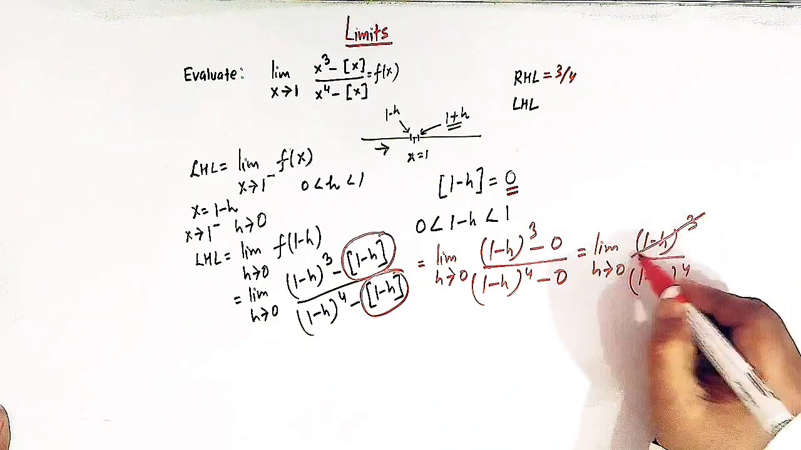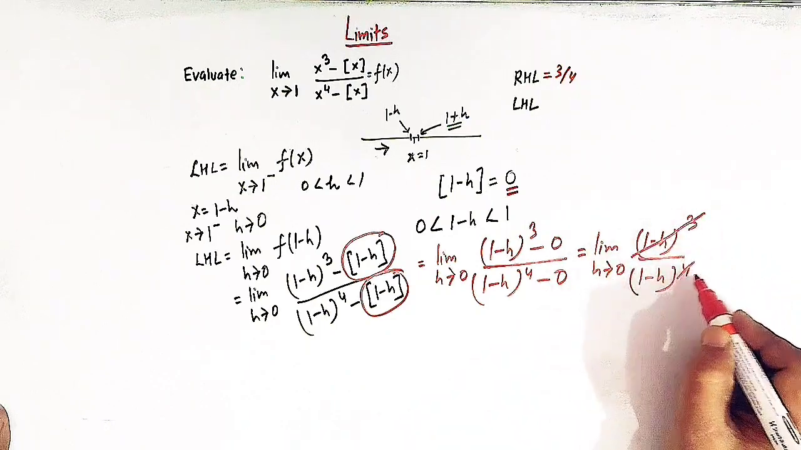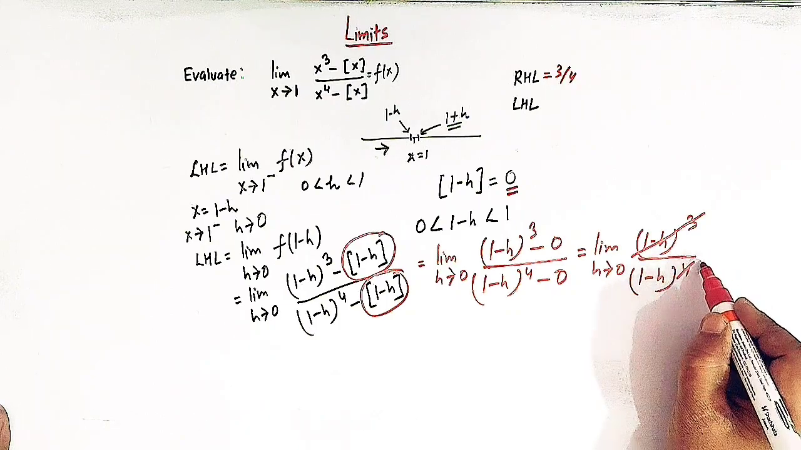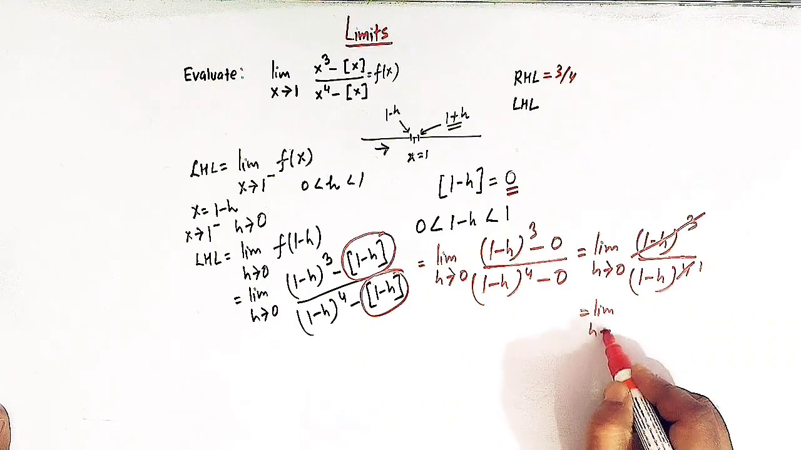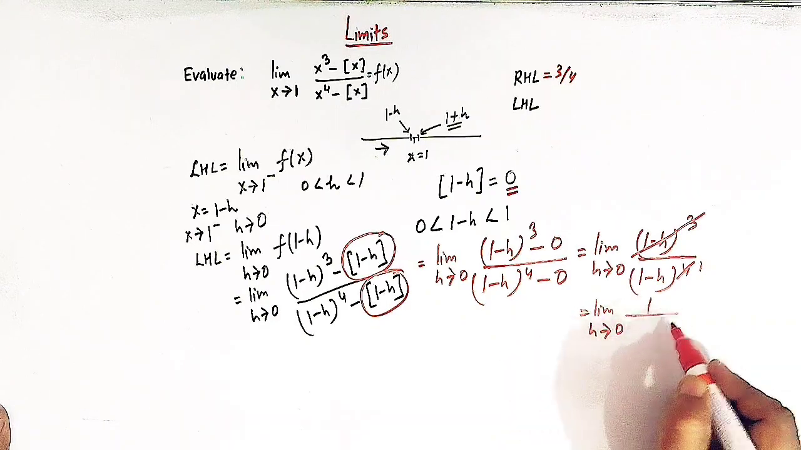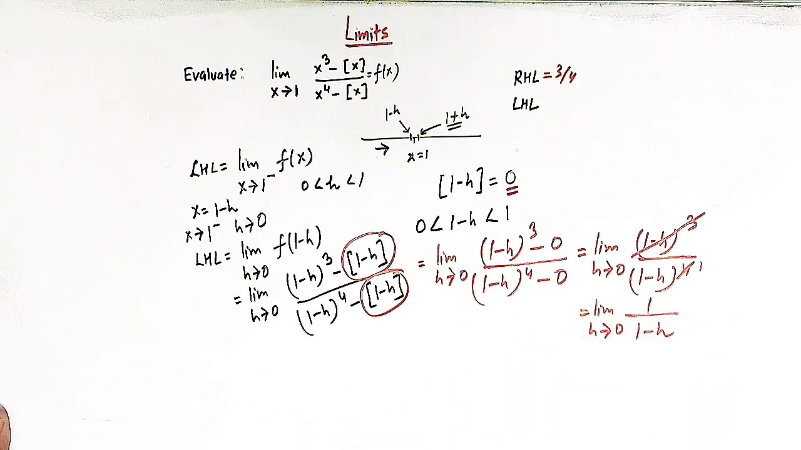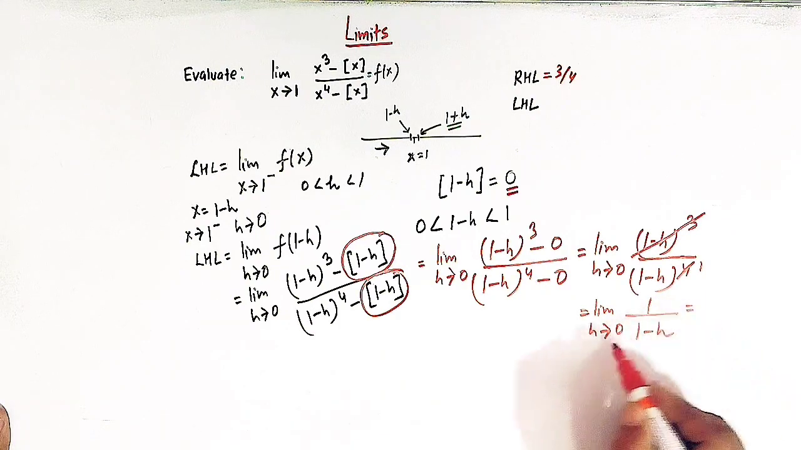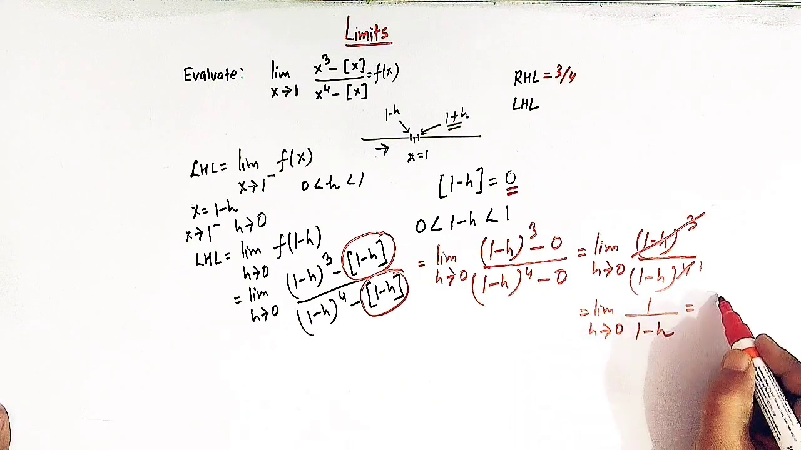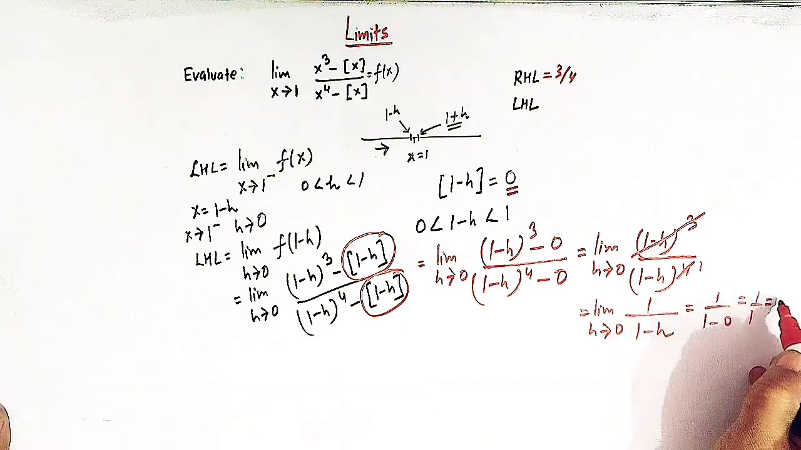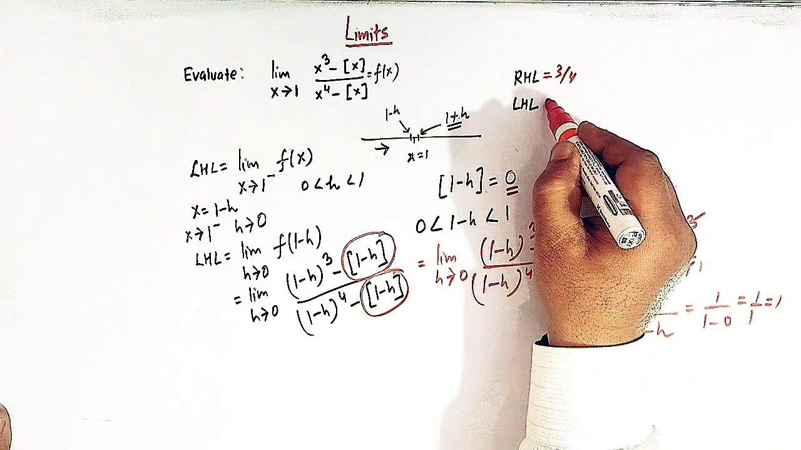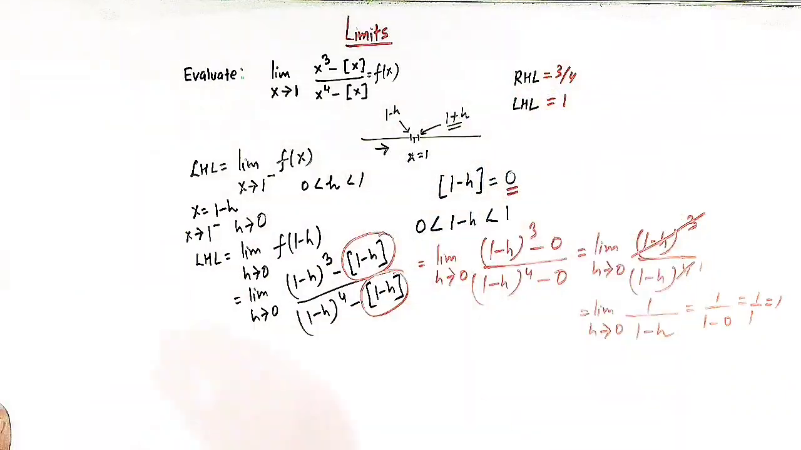So this quantity gets cancelled with this one, and here we are left with only power 1. So this is limit h tends to 0, and we have 1 over 1 minus h, right? Okay, now taking h equal to 0, here we have 1 over 1 minus 0. So this is 1 over 1, that is 1. So the left hand limit is equal to 1, right?